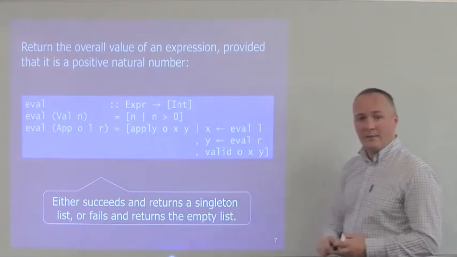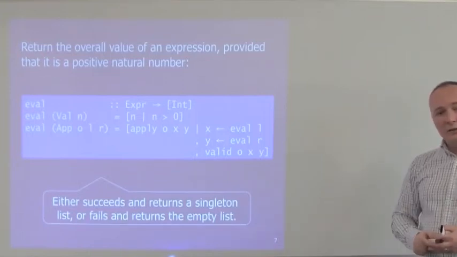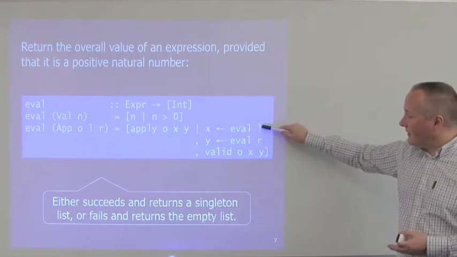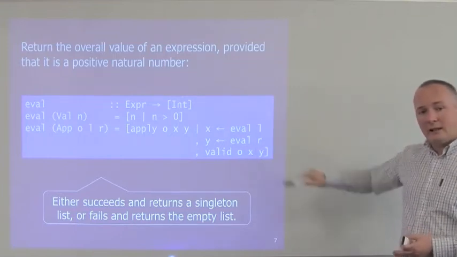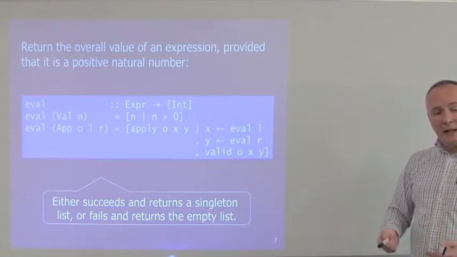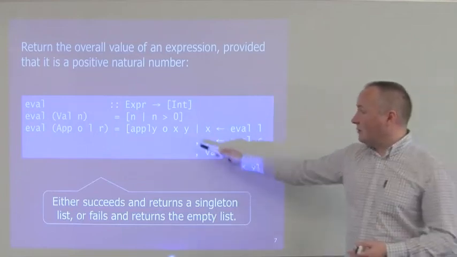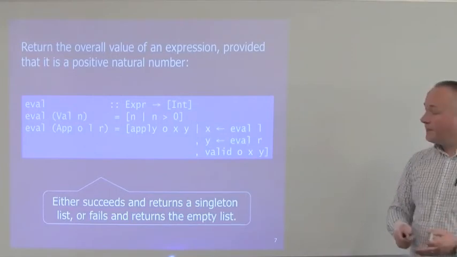What we're seeing here is that list comprehension is really hiding all of the failure propagation from us, because this could fail, or this could fail. Any of these three things here could fail, and the list comprehension machinery is taking account of failure and propagating it for us automatically. So if any one of these things fails, this will return the empty list. Otherwise it will return a list with one thing.